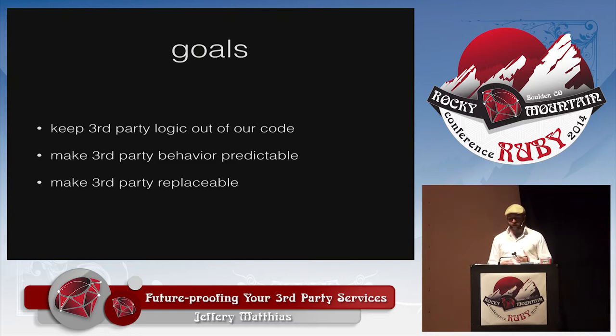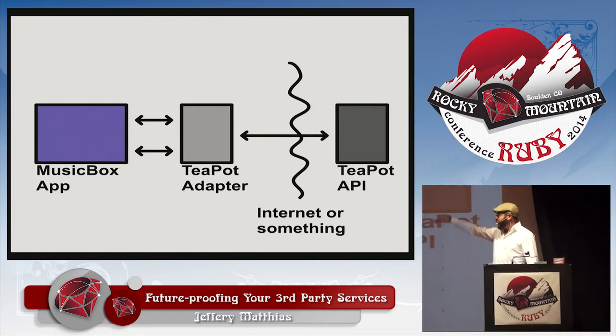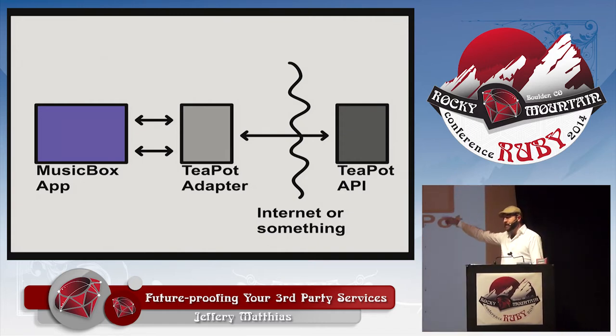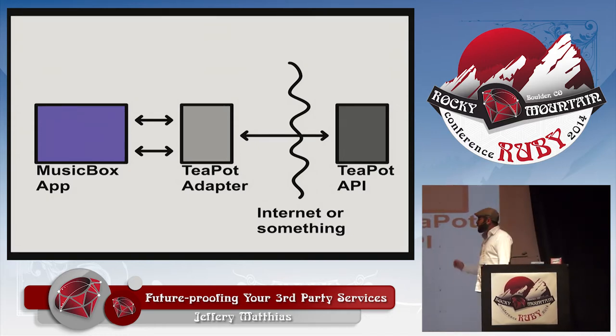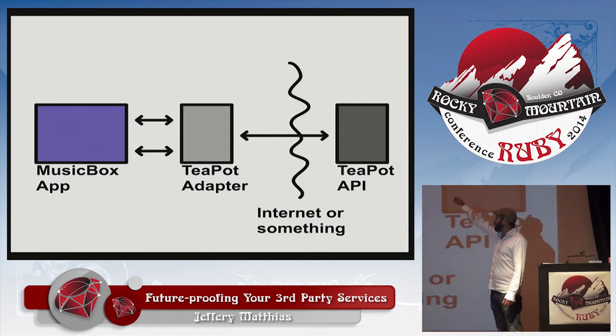So let's take a look back, and I actually have a degree in art. I can prove it. I have an amazing drawing here. My professors would be so proud. So this is a general look of what the architecture looks like. The Music Box app, obviously SendGrid doesn't have anything called the Music Box app inside, nor do we have a My Little Teapot third-party service. The biggest, most important thing here is that there's this adapter sitting in the middle, and then we have the internet or something.